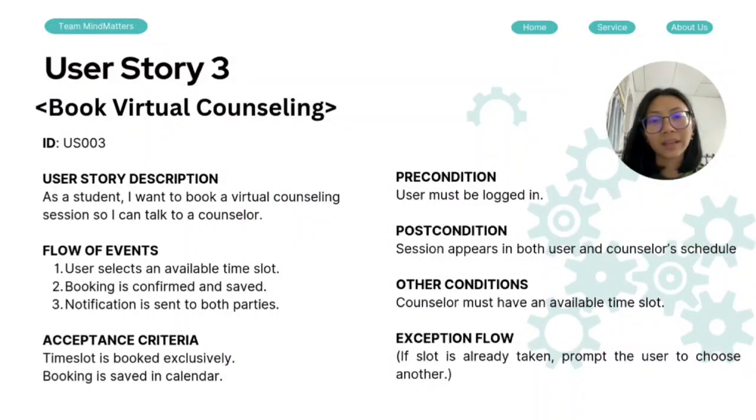The flow begins with selecting a time slot, saving the booking, and notifying both parties. The system ensures the booking is secure, visible in calendars, and avoids scheduling conflicts. The acceptance criteria: the time slot is booked exclusively, and the booking is saved in the calendar. If a slot is already taken, the system prompts the student to choose another date, ensuring there's no overlap.